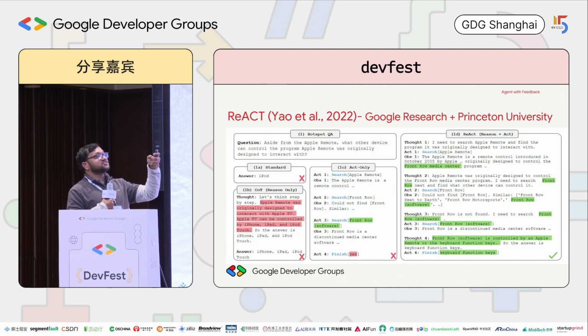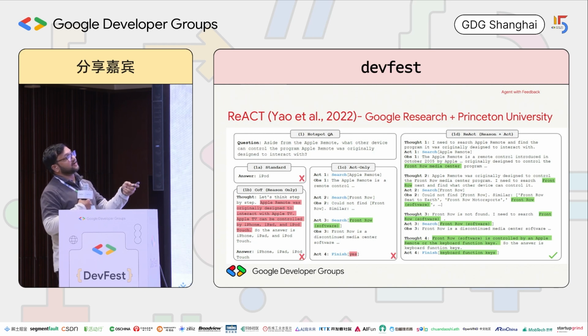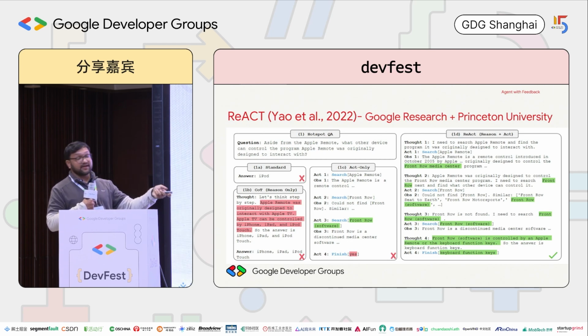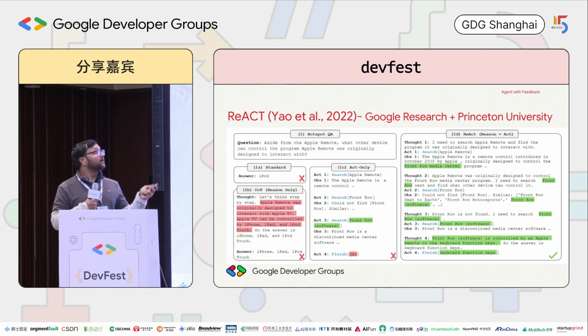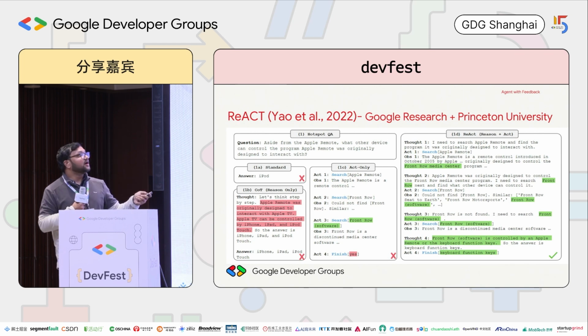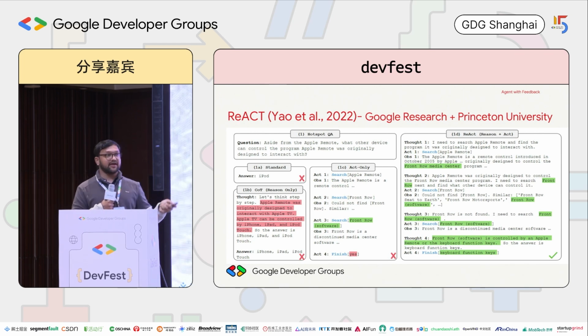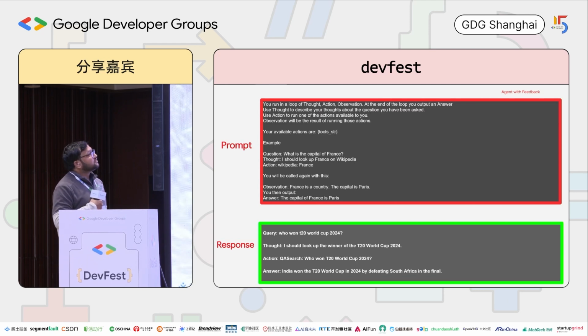So it will first search Apple Remote, and then finds out the next thought that we need to search the front row, and then front row is not found. So it is finding out front row software, and then detailed out, and finally came up with keyboard function keys, which is the final answer. So the main takeaway here is the combination of reasoning and action, which is helping us get the right answer for our task.